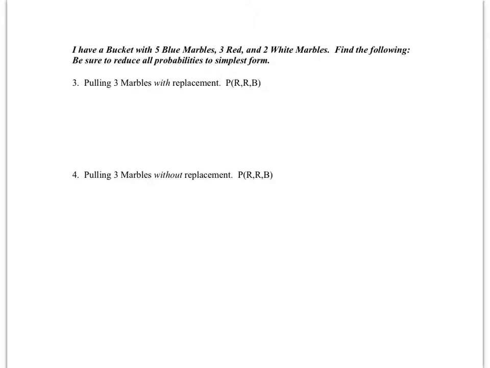Remember, I got the same bucket with 5 blue, 3 red, and 2 white. The first time I'm pulling three marbles with replacement on the first one. So that's independent probability of a red, a red, and a blue in that order. And then I want to get the probability of getting 3 marbles, a red, a red, and a blue in that order without replacement. This is independent probability. This is dependent probability. So I'll just get you started by reminding you I'm going to have 3 fractions in each. Go ahead and stop the tape and figure these 2 problems out.